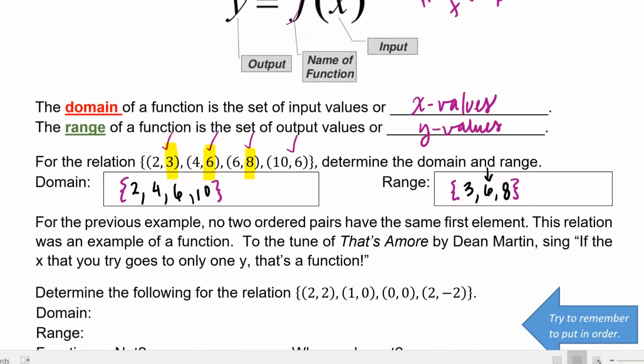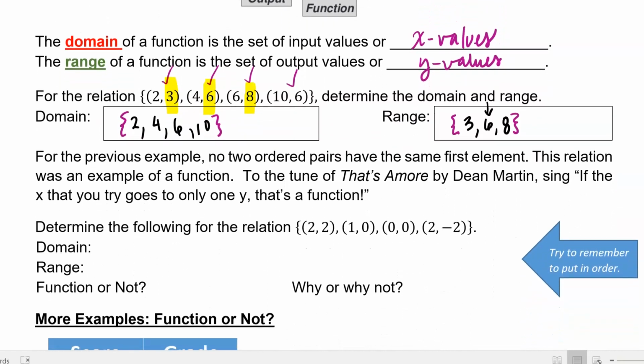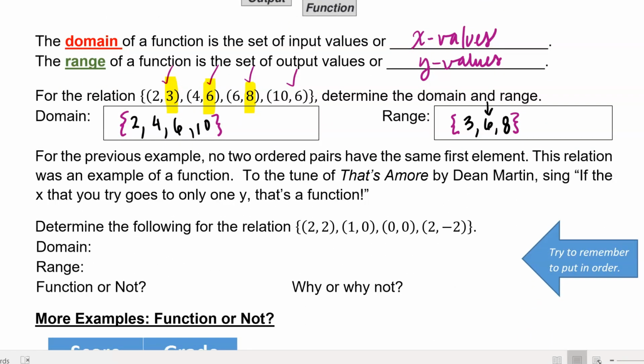Now for the previous example, no two ordered pairs have the same first element. So every x value went to one y value. That makes this a function. If you've ever heard the song That's Amore by Dean Martin, you can look it up. Try to sing the chorus, and sing: if the x that you try goes to only one y, that's a function. If you can remember that, then you can determine whether a relation is a function or not.